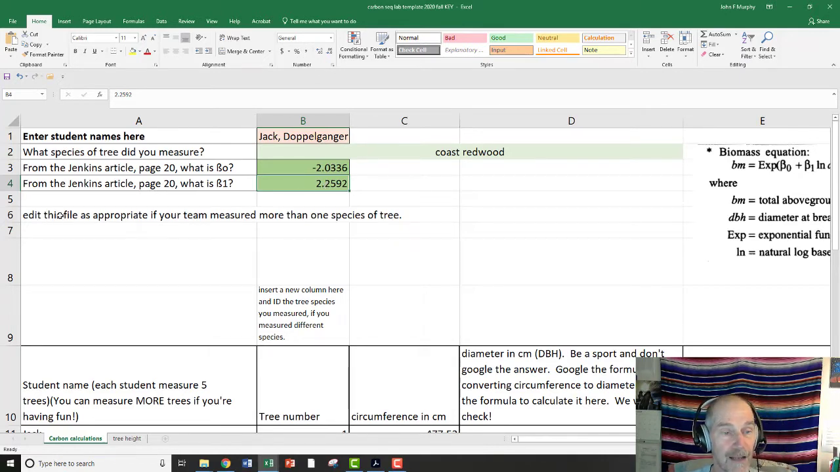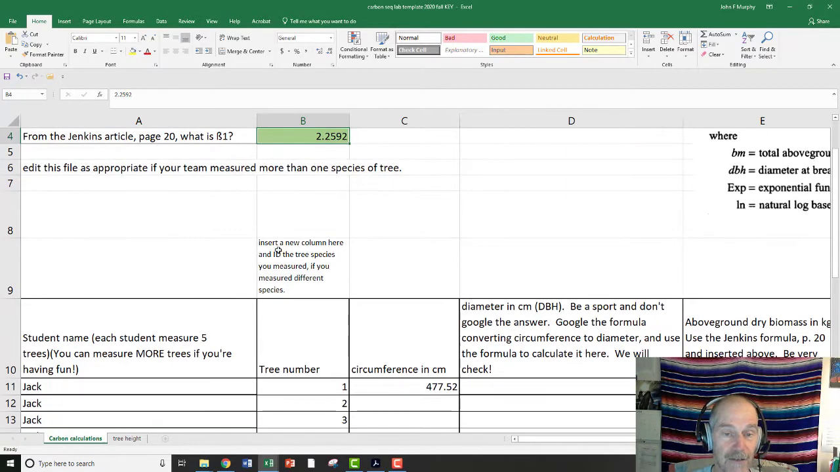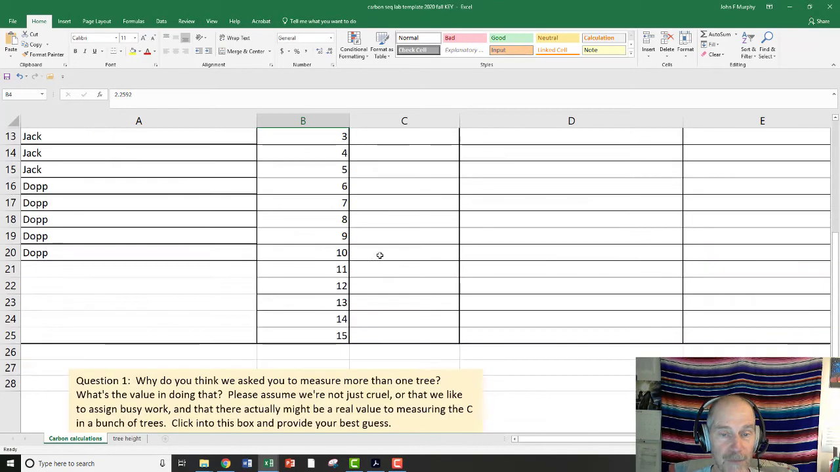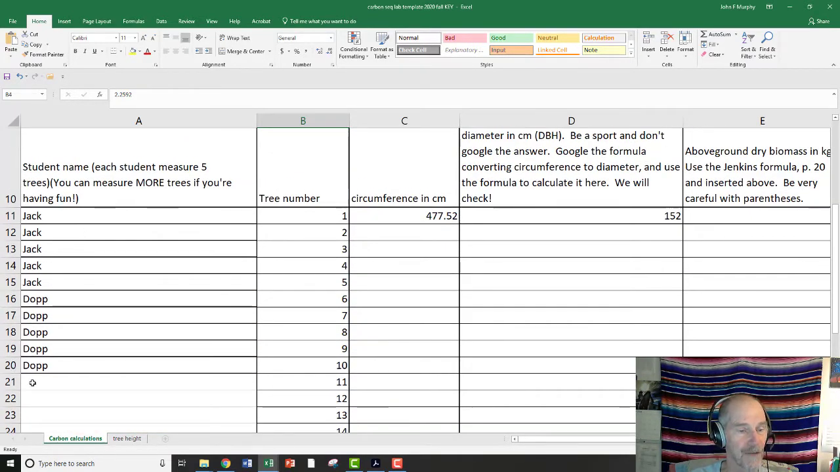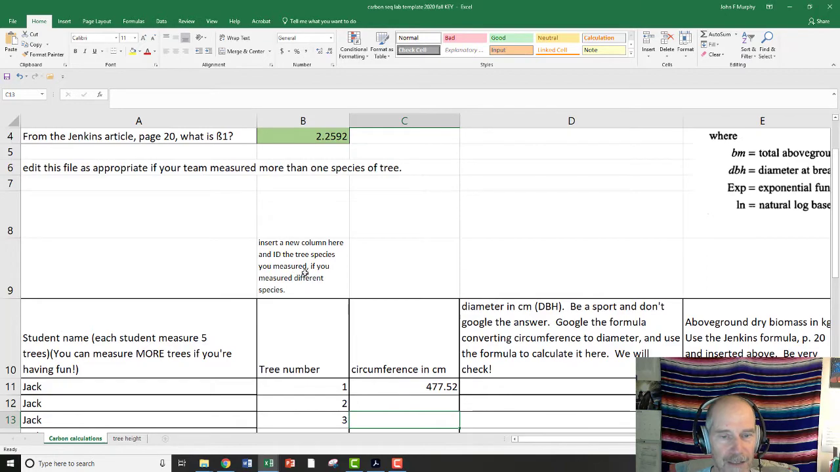Okay, so edit this file as appropriate if your team measured more than one species of tree. Insert a new column here and ID the tree species you measured if you measured different species. How would you do that? So, here are the names of the people. You might have another person here. I measured 5 trees. No, I didn't. I'm just pretending I did. My doppelganger measured 10. I'm actually going to do this calculation for one tree, because you know how to drag equations down and fix them up. I don't need to do that for you. But let's see. What did it say? Insert a new column here and ID the tree species measured.